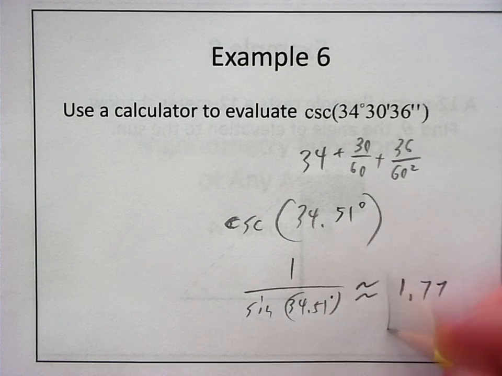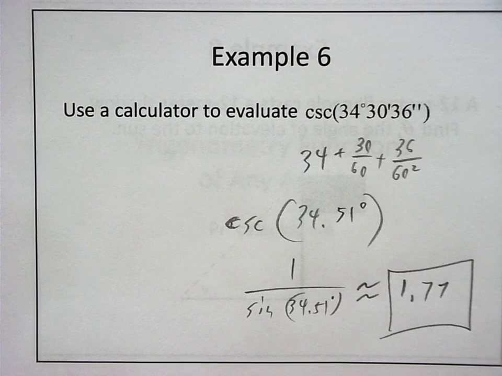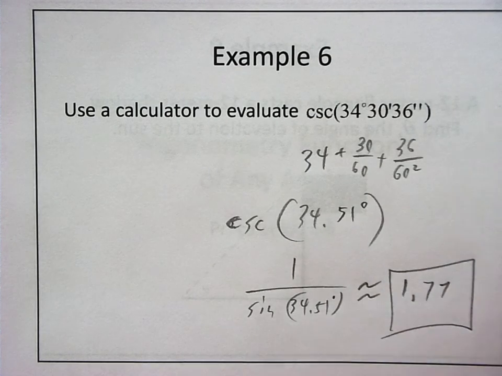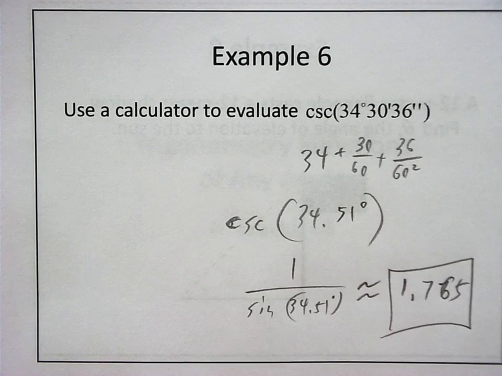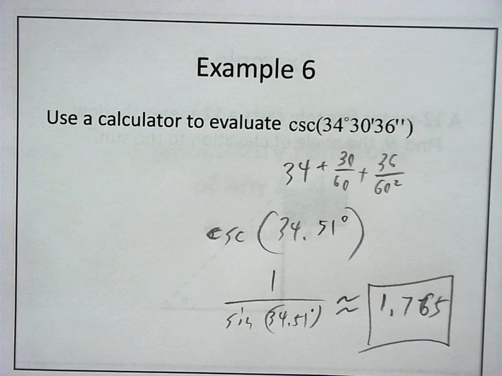0.77? Yeah, it's like 651 or something. I would go at least 3, maybe 4 decimals. But yeah. Questions on any of it?